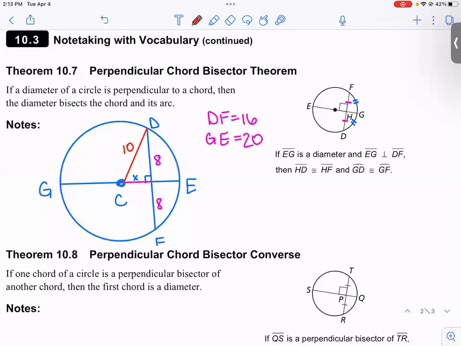Okay. All right. So we can say that 8 squared plus x squared is 10 squared. Six. Like DE, do you see DE, that one? Oh yeah, no.